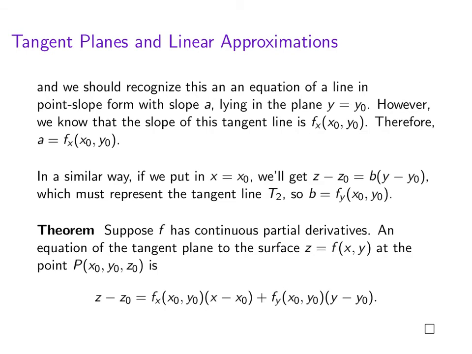So here's the upshot. We get a theorem that tells us that if we have a function with continuous partial derivatives, then we can write down an equation of the tangent plane to the surface z equals f of x, y at the point x0, y0, z0. And this is what it looks like. z minus z0 is equal to fx at x0, y0, times x minus x0, plus fy at x0, y0, times y minus y0.